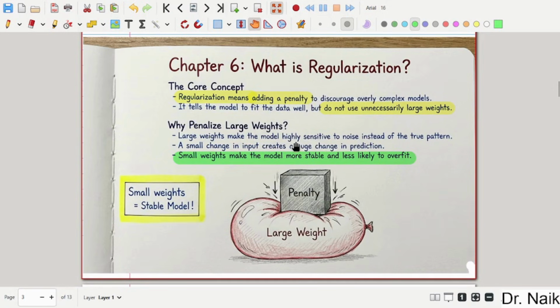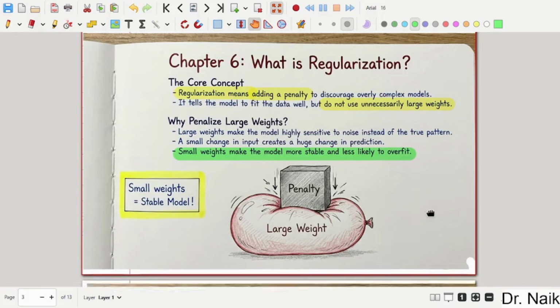Large weights make the model highly sensitive to noise instead of the true patterns. A small change in the input creates a huge change in the output. So small weights make the model more stable and less likely to overfit. So small weight means stable model.